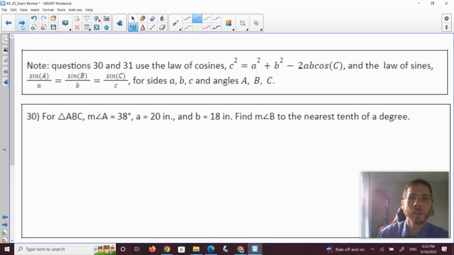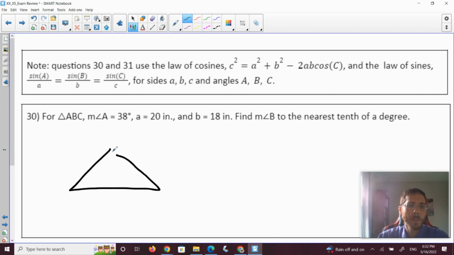30 and 31. So these are going to use two formulas that we looked at when we did ACT review, but do deal with sine and cosine. So we're going to use one of these two formulas for each question. So for triangle ABC, measure of angle A is 38 degrees. So let's draw this out. So A, B, C. So A is 38 degrees. A is 20 inches. That's the side across from it. B is 18 inches. That's the side across from B. We need to find how many degrees B is to the nearest tenth of a degree.